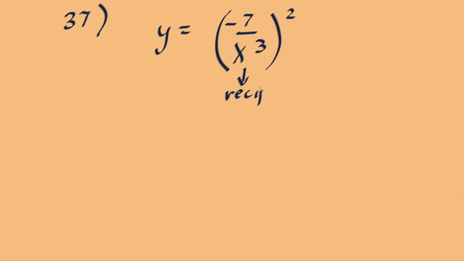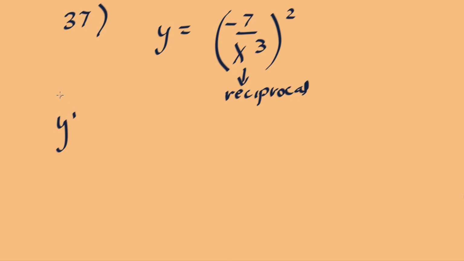Number 37. How about if we have negative 7 over x cubed, squared? I inverted the x cubed over 7 again. Now I have 7 over x cubed, and that makes this a reciprocal. If it's a reciprocal, then we have a shortcut for finding the derivative.